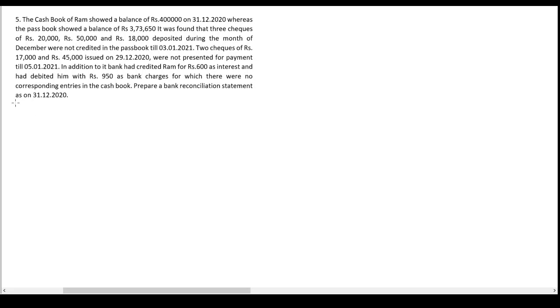So what the question is asking us is to reconcile the bank balance as per cash book, that is the cash book balance on 31st December 20, with the passbook balance on 31st December 20. So we are not bothered about what has happened after 31st December 20. We want to explain the difference between the balance as per cash book and the balance as per passbook on 31st December 20. Okay, so let us start preparing our bank reconciliation statement.